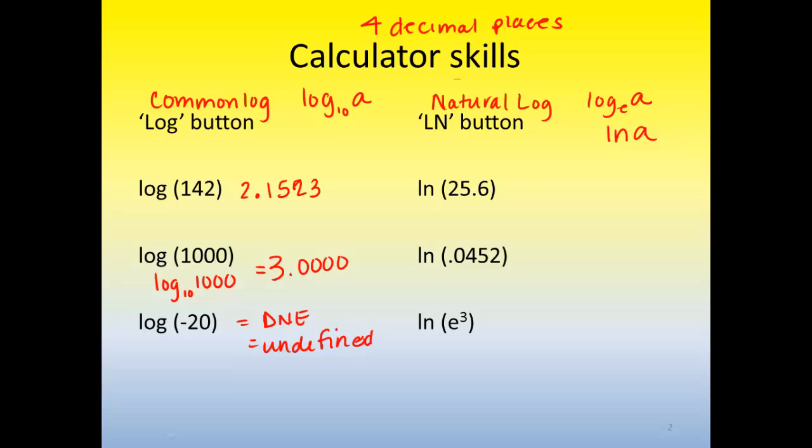All right, so let's try the natural log. So we're going to, once again, you're just going to type in the natural log, so ln of 25.6, and you get 3.2426. I was looking at my calculator, sorry, and let's try the next one, the natural log of 0.0452. And that gives me a negative answer, negative 3.0967 to 4 decimal places.